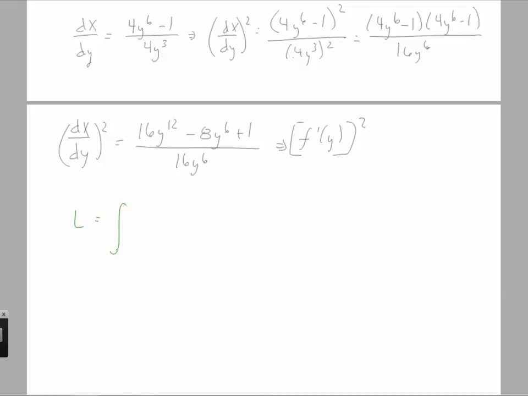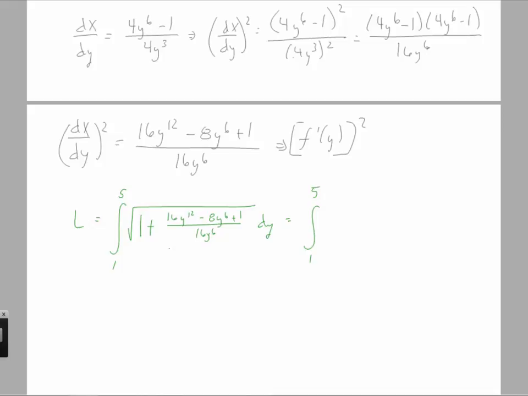Arc length is going to be the integral. This one was from 1 to 5 of the square root of 1 plus, and now all of this is under the radical: 16y to the 12th minus 8y to the 6th plus 1, all over 16y to the 6th. The 16y to the 6th is not down here, it's underneath the radical. And it's really important that you notice that, because that's the only thing that makes this integratable.